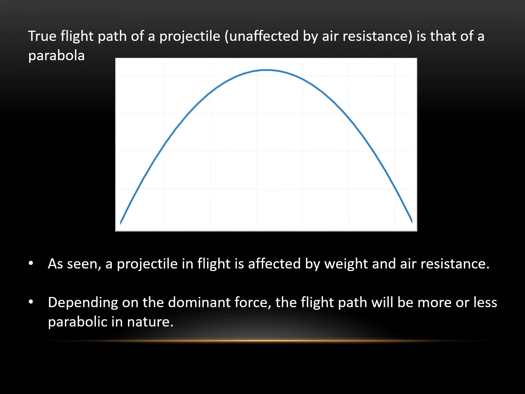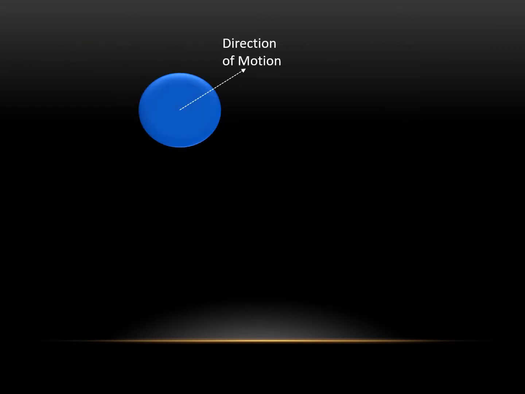Now, depending on the dominant force, the flight path will be more or less parabolic in nature. Parabolic means it's symmetrical. The shape on your screen is parabolic, so it is symmetrical. Okay, so let's think about this a little bit further.